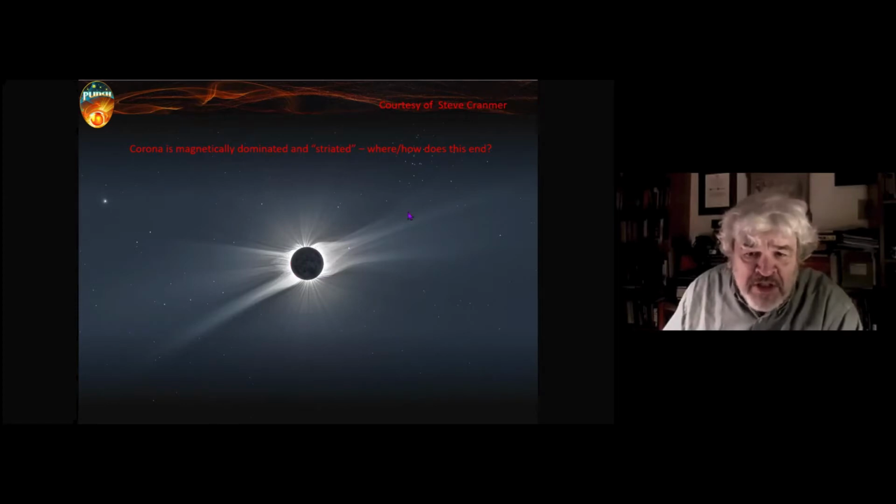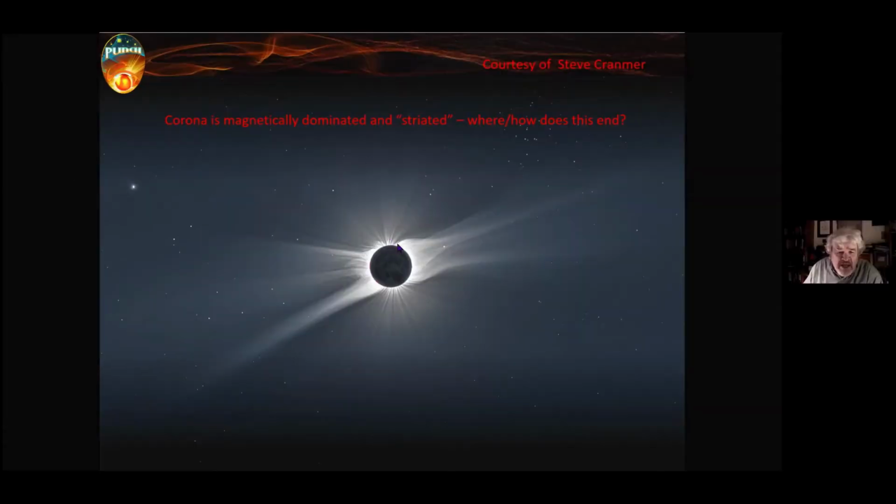We can call this almost appearance of hair striation: elongated structures, with strong gradients across the magnetic field, and weaker gradients in the direction along the magnetic field.